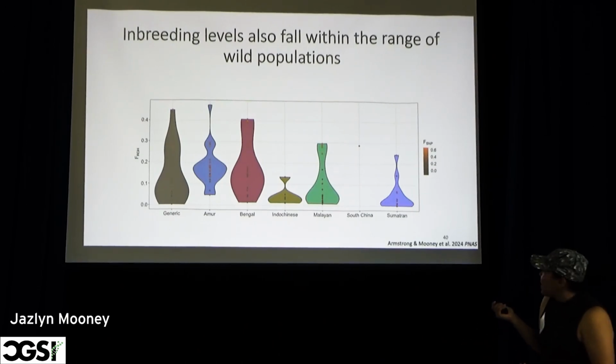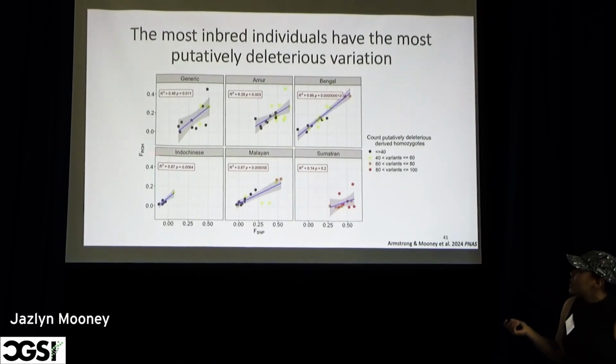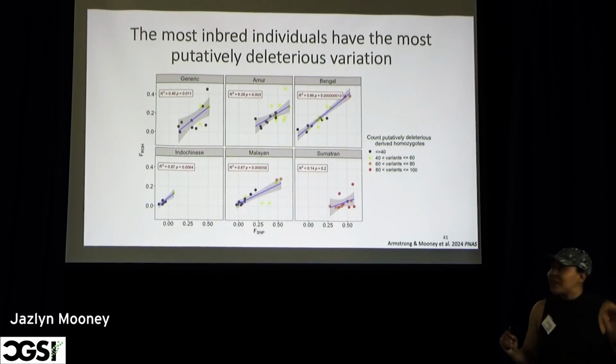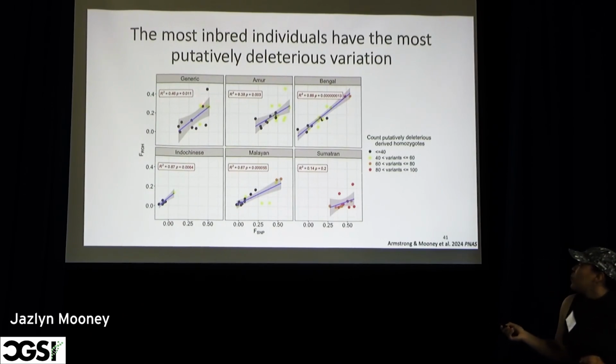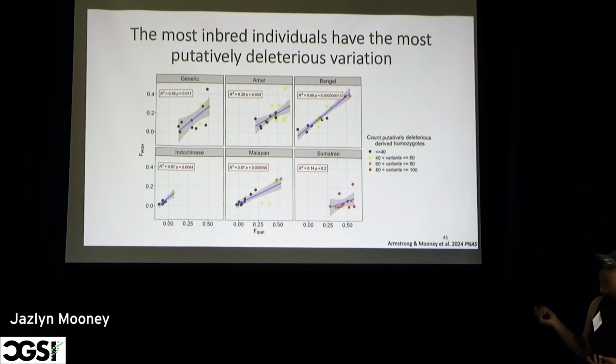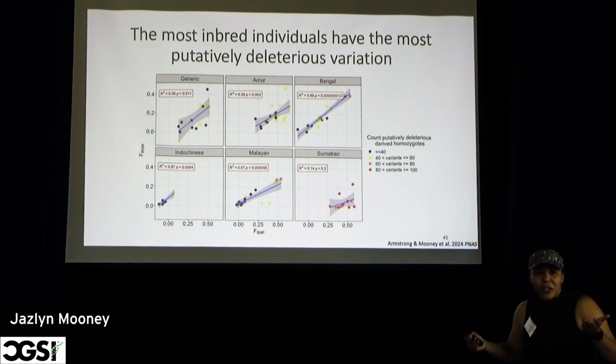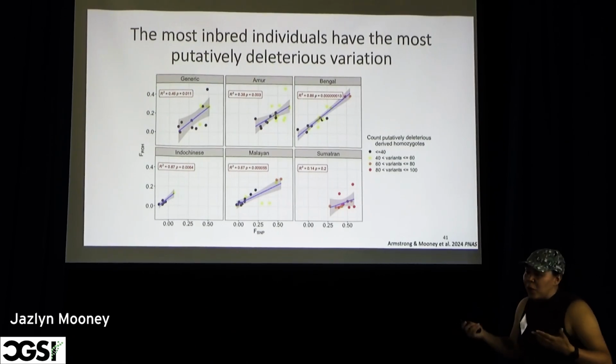But I think the thing that's important here is, though they don't look any different, once again, here's F_ROH on the Y, and then down here on the X is F_SNP. No matter what population of tigers you go to, if you get the most inbred individual, what you will find generally is the largest amount of putatively deleterious variation in that individual. So overall, we're seeing inbreeding depression in these populations, be it captive or coming from the wild.